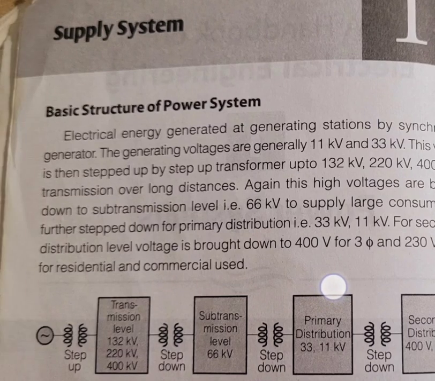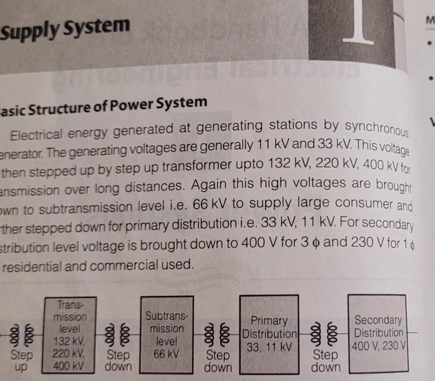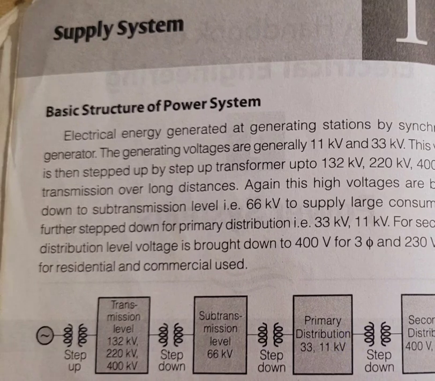After that, for the secondary distribution level, the voltage is brought down to 400 volt for 3 phase and 230 volt for 1 phase, for residential and commercial use. Residential means our homes and everything, and commercial use means some small factories. There it will require 3 phase.